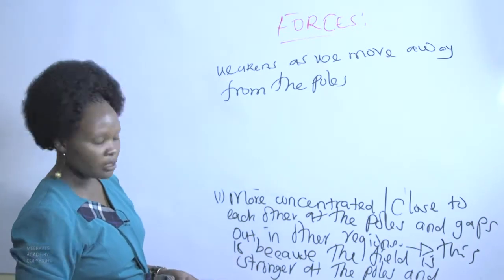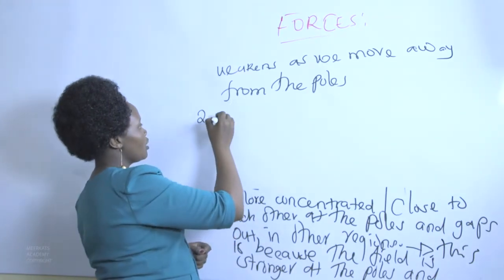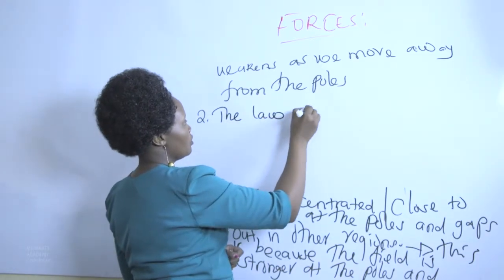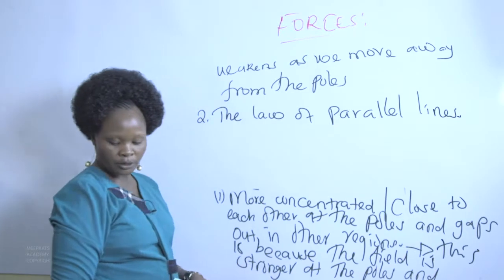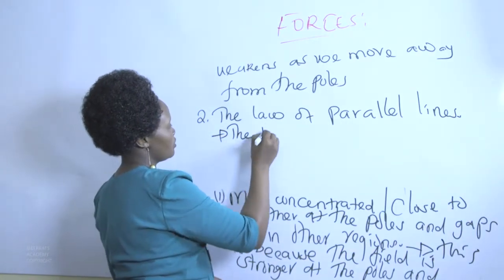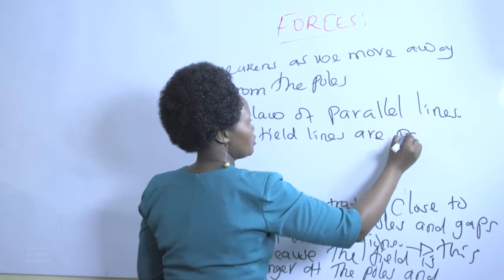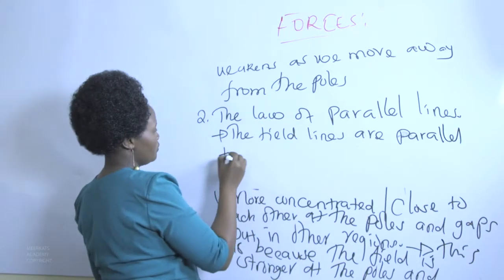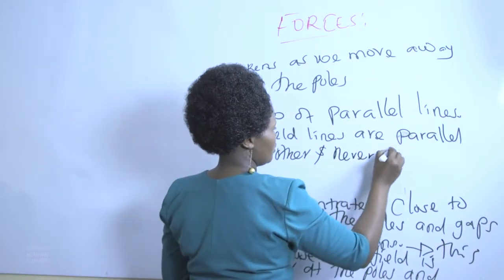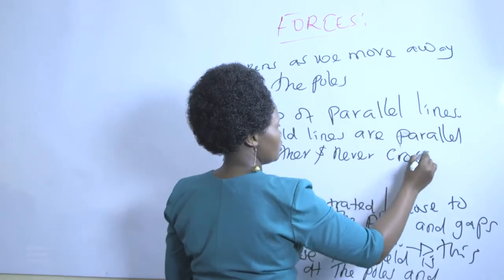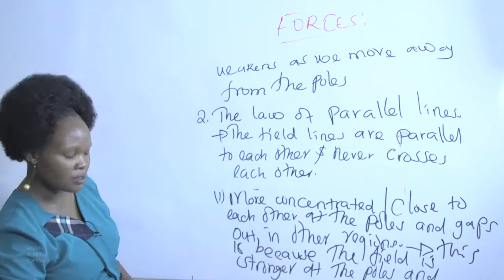Now, characteristic number two is what we will call the law of parallel lines, where you will note that the field lines are actually parallel to each other and never cross each other. They never cross each other.